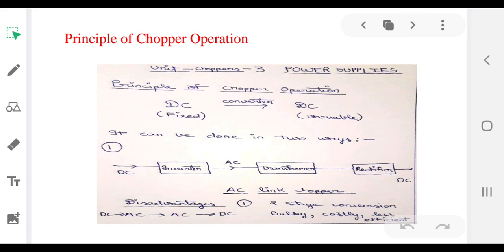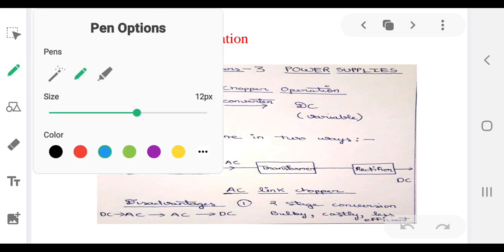So a chopper is basically, as I have already told, a DC to DC converter, but the thing is, it's a conversion from fixed DC to variable DC. The input side is a fixed DC, and at output we will get a variable DC. It can be done in two ways. As we can see, the first way is given here.